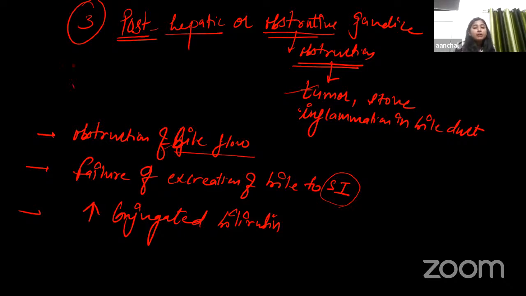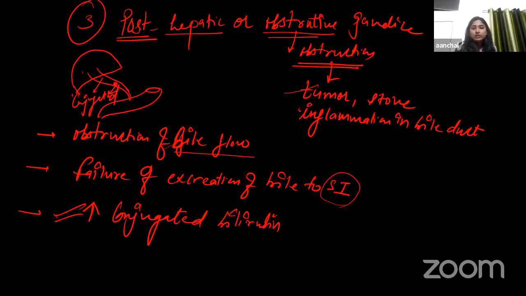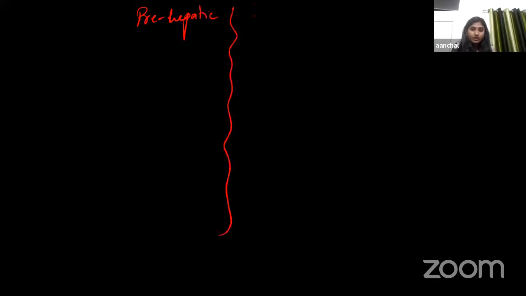Why will there be an increase? Because this occurs due to presence of stone or any kind of tumor in this duct. So it means the bilirubin has already come out of liver, so all the bilirubin gets conjugated. So that's why here only conjugated bilirubin gets raised. Okay. So this is all about the types of jaundice. Now we're going to learn some differences between different types of jaundice.